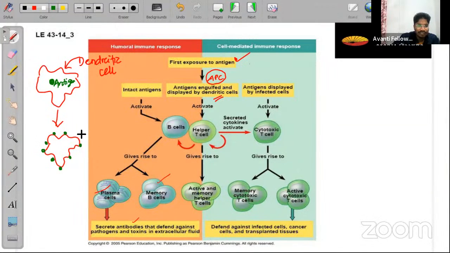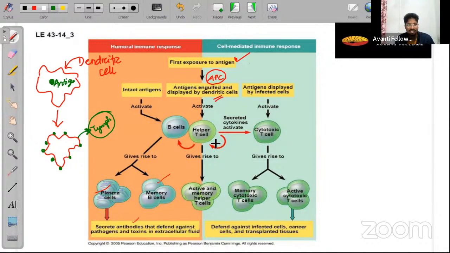And it will showcase these fragments to the lymphocytes. It will show them the lymphocytes and tell them that this is a sample of the enemy which has entered our body. This is the sample of the enemy which is very dangerous and has already killed many of us. Now, out of all the T cells, the T cells will be divided into three different categories: helper T cell, cytotoxic T cell, and memory T cell.